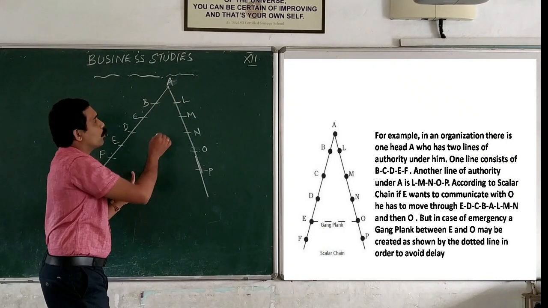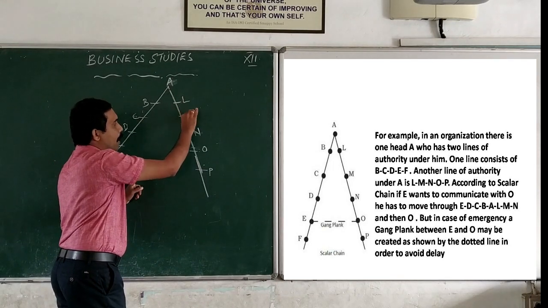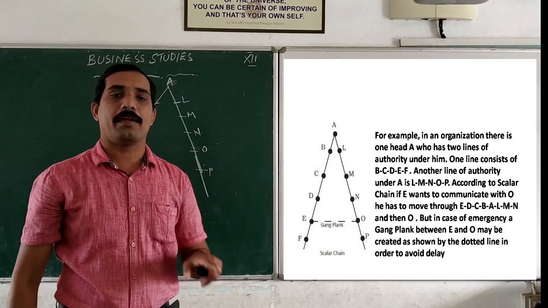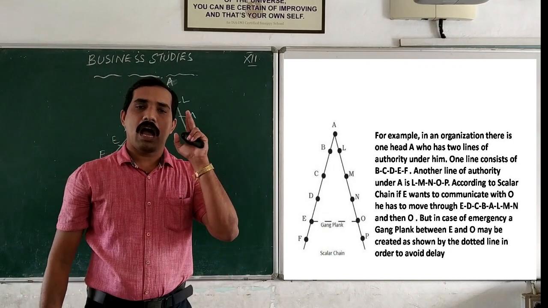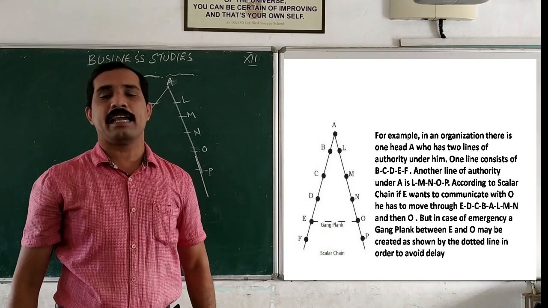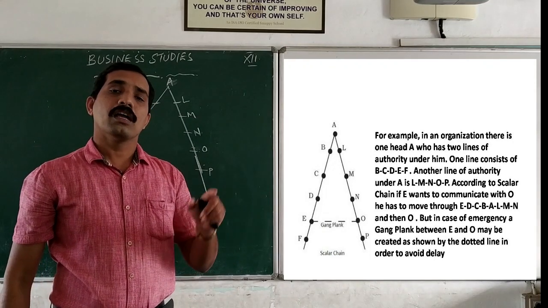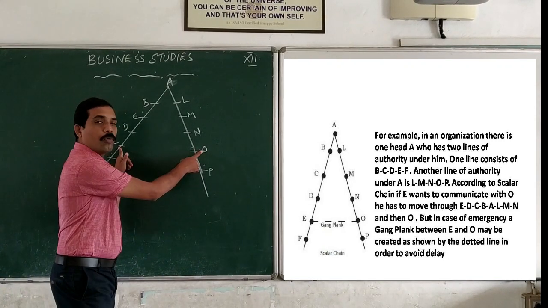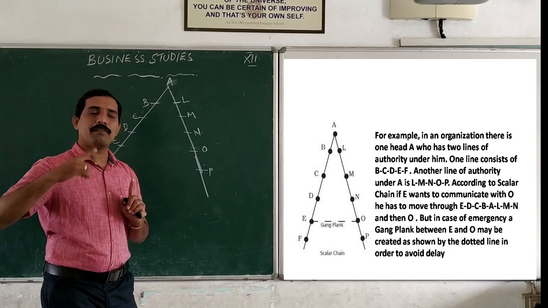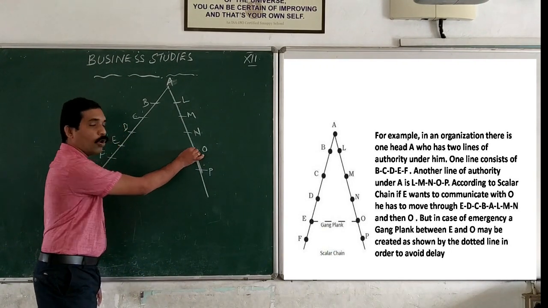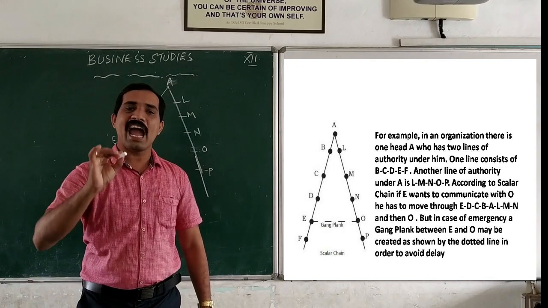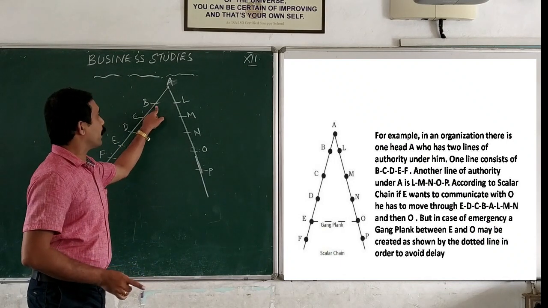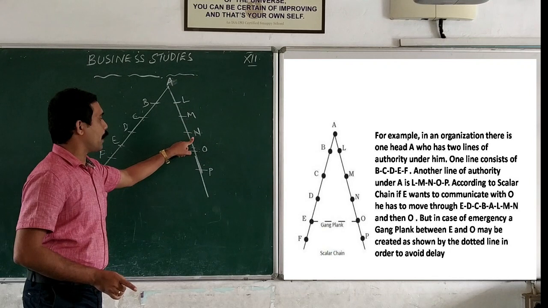Here, the second line of authority is L, M, N, O, P. That is the second line of authority of A. So, according to the scalar chain, if E wants to communicate with O, he has to move through D, C, B, A, L, M, N, O.